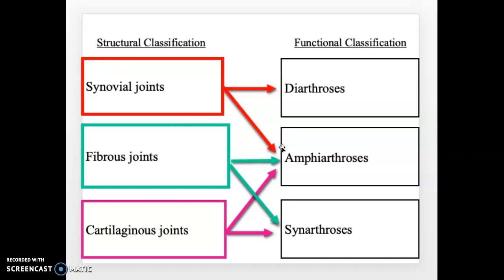So a question I like to ask is, true or false? All synovial joints are diarthrotic. And you would say false, because they could also be amphiarthrotic. If I say true or false, all diarthrotic joints are synovial, you would say true, because they are all synovial. Okay? Fibrous joints can be amphi or synarthrotic. Cartilaginous can be amphi or synarthrotic.